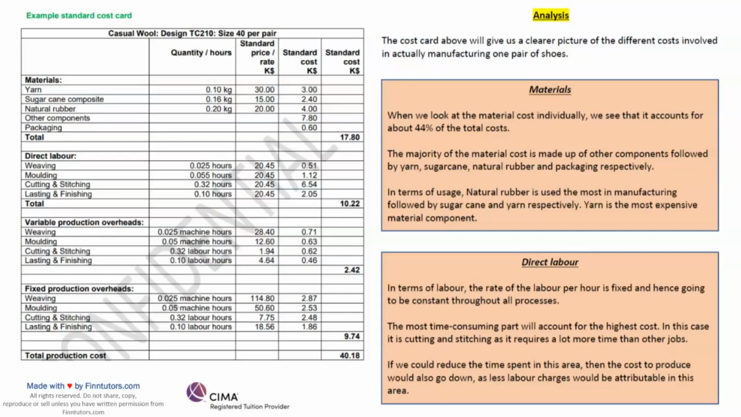If you look at direct labor, the rate of labor per hour is fixed and hence going to be constant throughout the process. We've taken per hour rates and then how much time it will take to make each, I'll say, activity. The most time consuming part will account for the highest cost. In this case, it is cutting and stitching, as it requires a lot more time, which we can see clearly. If we would reduce this time spent in this area, the cost to produce would also go down. The only option is if we can make it machine based, if we can try and incorporate modern manufacturing in this picture.